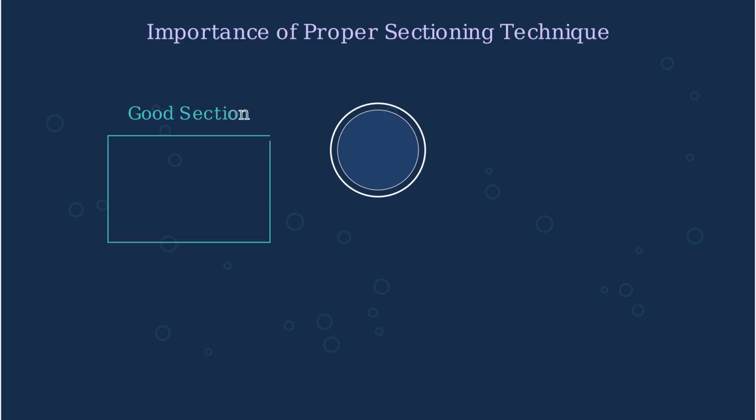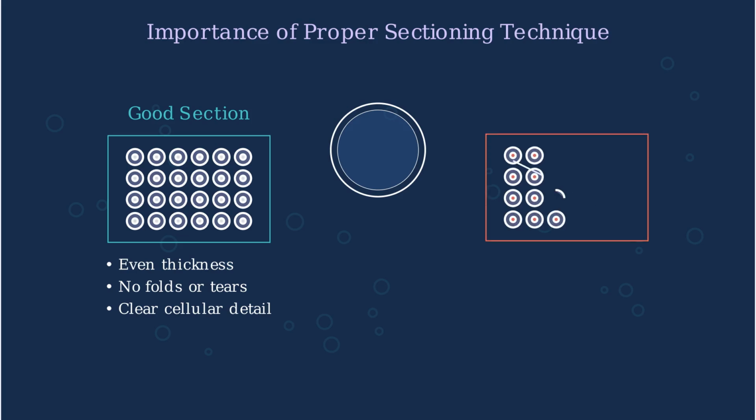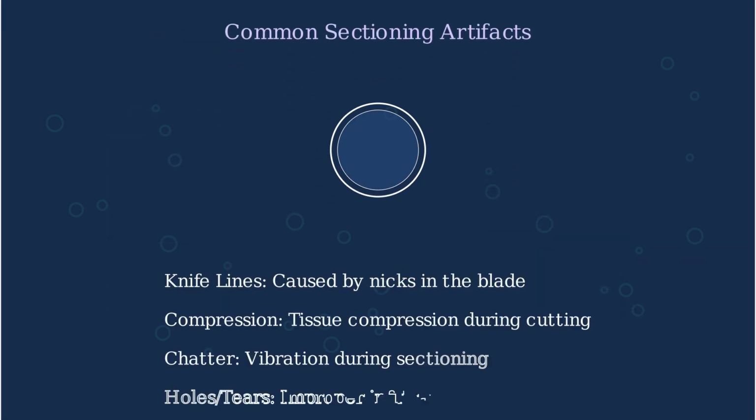The quality of sectioning dramatically affects histological analysis. A good section has even thickness, no tears or folds, and shows clear cellular detail. Poor sectioning technique results in artifacts such as uneven thickness, folds, tears, and compression of the tissue. These artifacts can lead to misinterpretation of the sample. Let's look at some common sectioning artifacts and their causes.